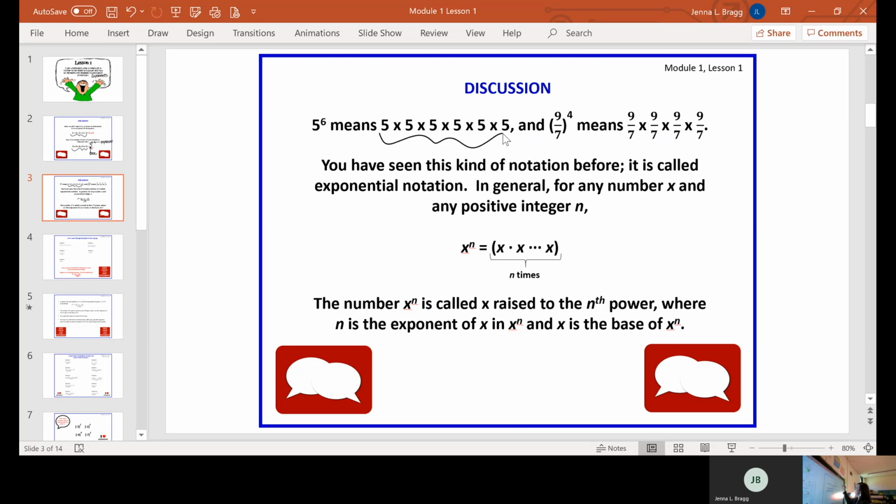When you write a fraction with an exponent, make sure that your fraction is in parentheses. Otherwise, if you had 9 sevenths and forgot your parentheses, this is now saying only that 9 is being raised to the 4th power, not the 7. But the 7 needs to also be raised to the 4th power. So if you put parentheses around it, now you're multiplying 9 sevenths 4 times. So you need parentheses for fractions and negative numbers.